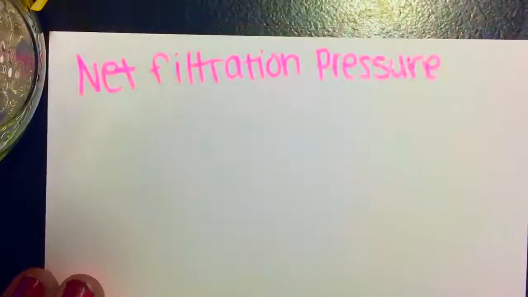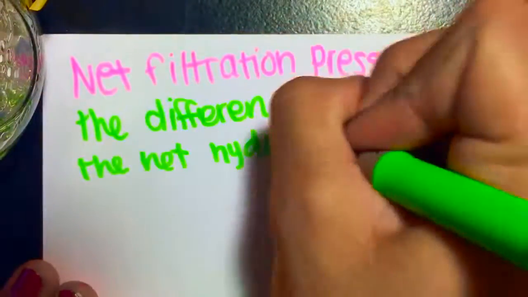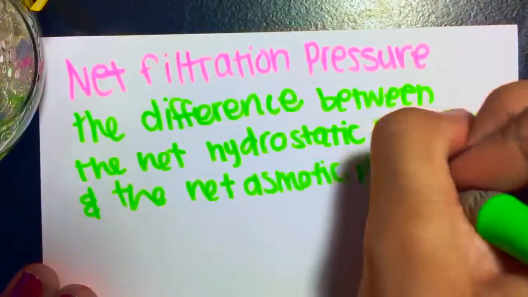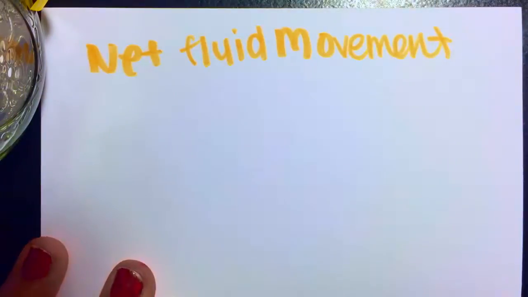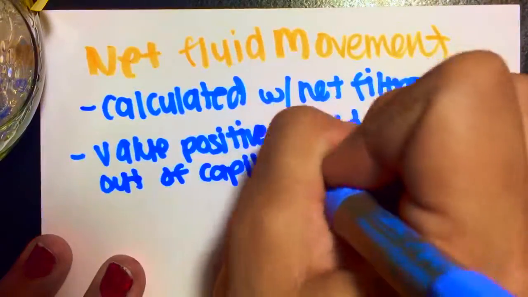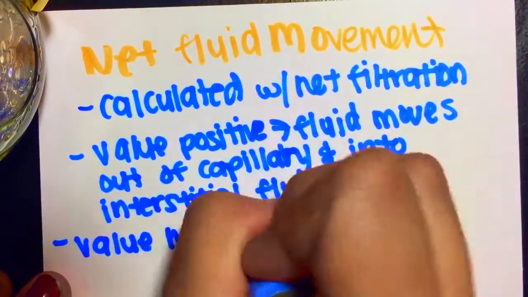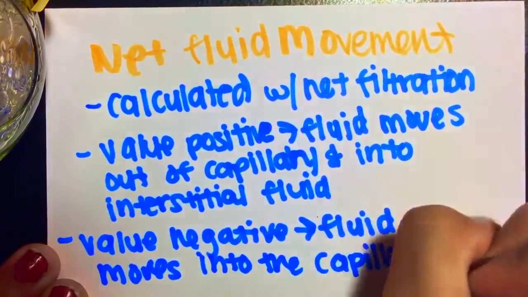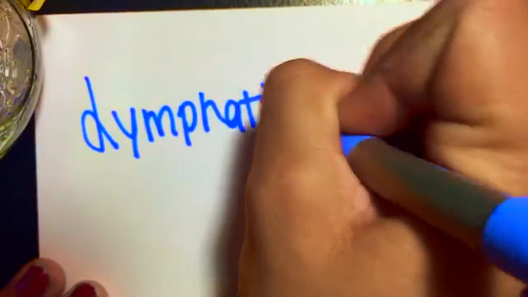The net filtration pressure is the difference between the net hydrostatic pressure and the net osmotic pressure. The net fluid movement is calculated with filtration. If the value is positive, fluid moves out of the capillary and into the interstitial fluid, but if the value is negative, fluid moves inside the capillary.